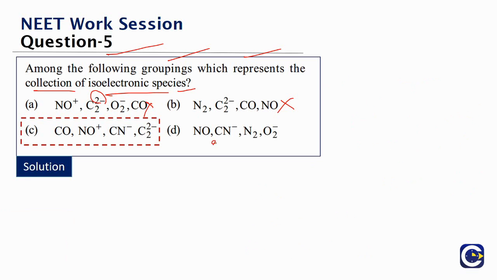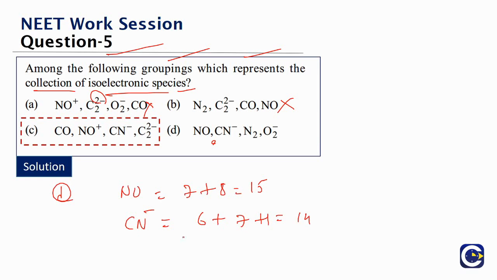So look at option D. What is option D talking about? NO: nitrogen is 7, oxygen is 8, totally 15. CN minus: carbon is 6, nitrogen is 7, and minus means it gained 1 electron. So 6 plus 7 is 13, 13 plus 1 is 14. So we are not seeing a match. The moment we get this, we can conclude that this is not a correct combination of isoelectronic species.